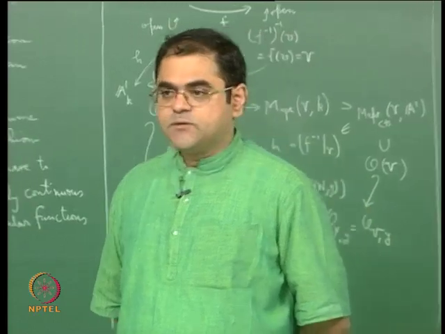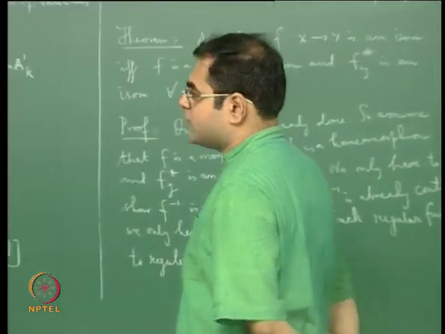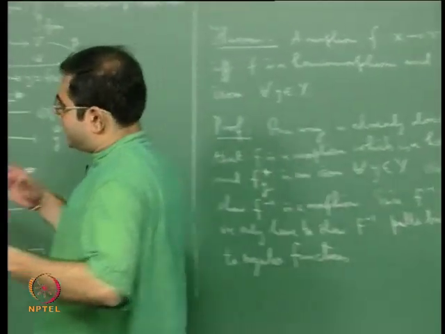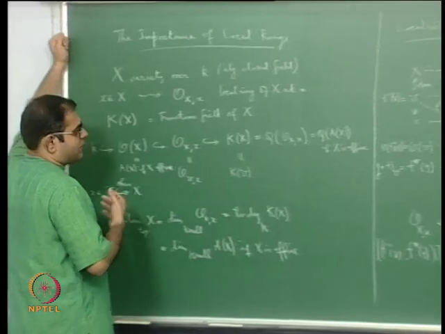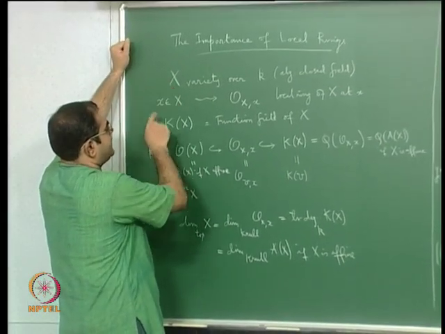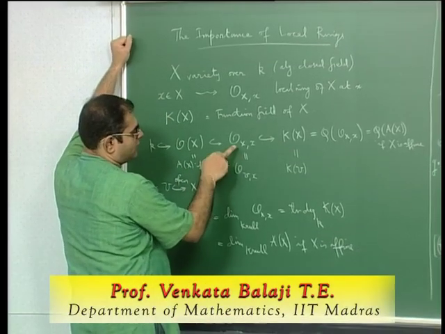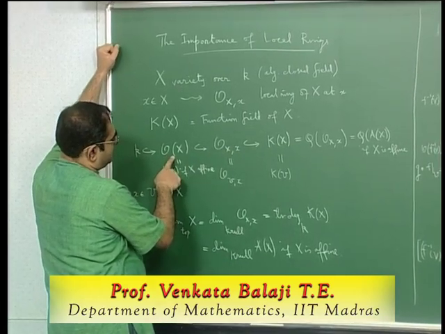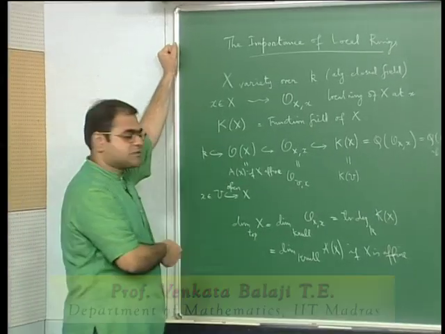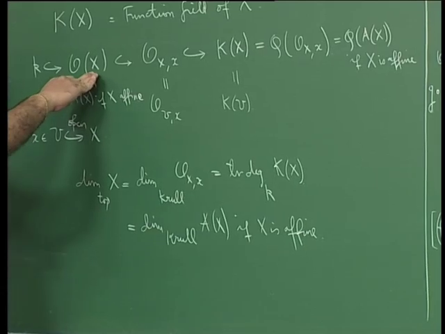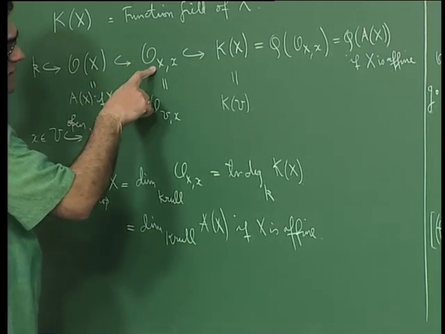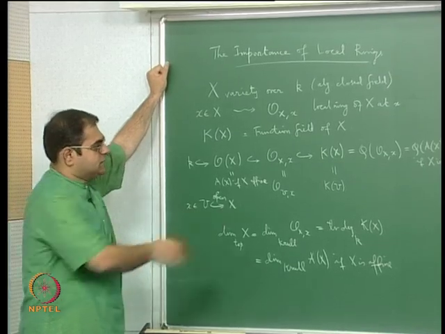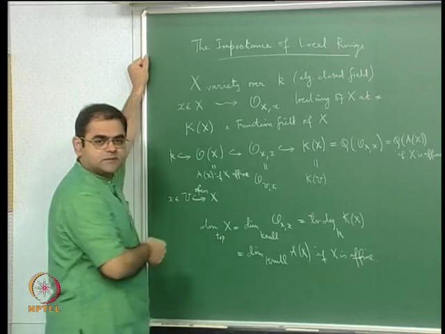Okay, so what we'll do now is continue discussing the importance of local rings. Just to recall, you start with a variety capital X and a point small x, then you have the local ring of capital X at small x, which contains the ring of global regular functions, namely regular functions that are defined on all of capital X, and which in turn is contained in the function field of X, which turns out to be the quotient field of the local ring as well.